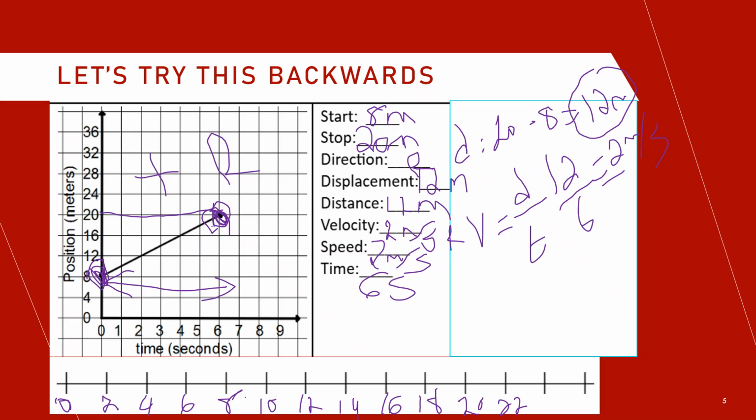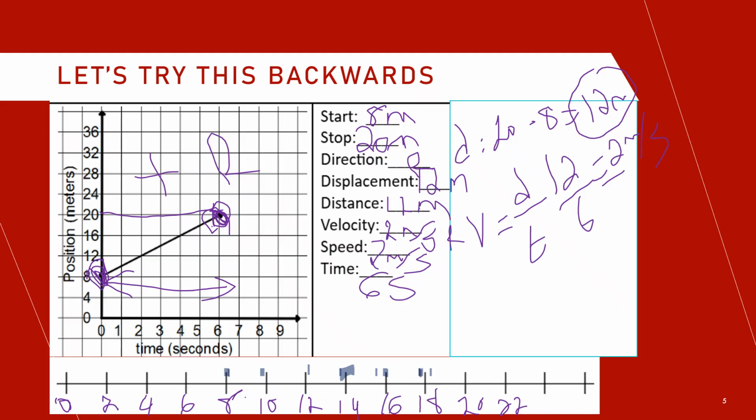Let's first put our dots for the seconds. My first one is over here at 8. My second one, 2 meters over, is 10, 12, 14, 16, 18. How many did we say? We said 6. So this is our last one.